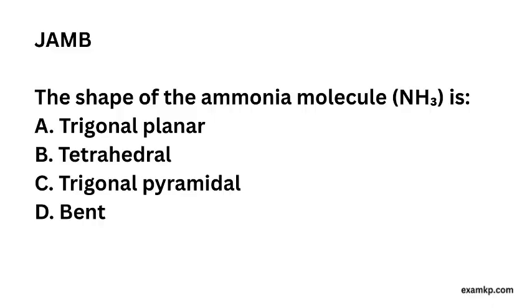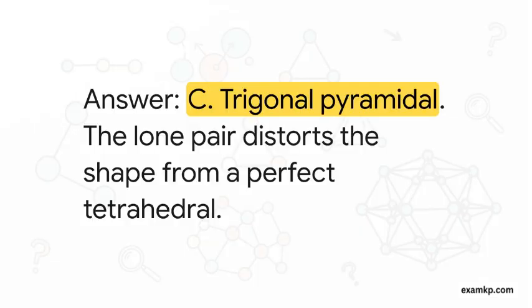We literally just talked about ammonia. You've got that central nitrogen with 3 bonds to hydrogen and that one bossy lone pair. So what shape does that create? Take a second to think about it. And the answer is C, trigonal pyramidal. That powerful lone pair pushes the 3 hydrogen atoms down, creating the base of a pyramid. Even though it starts from a tetrahedral arrangement of 4 electron groups, that lone pair totally distorts it.